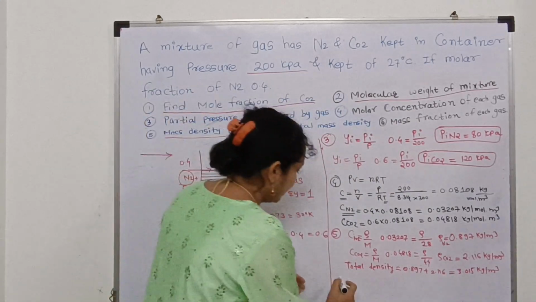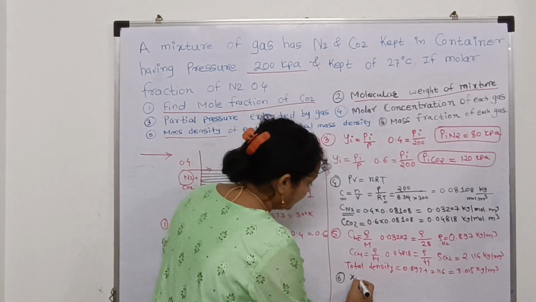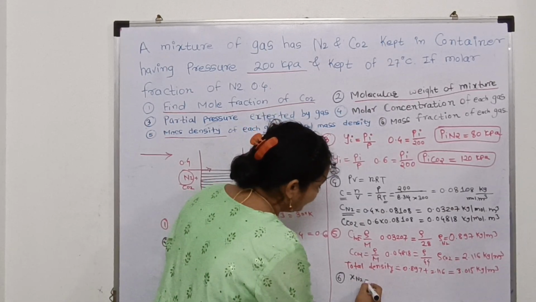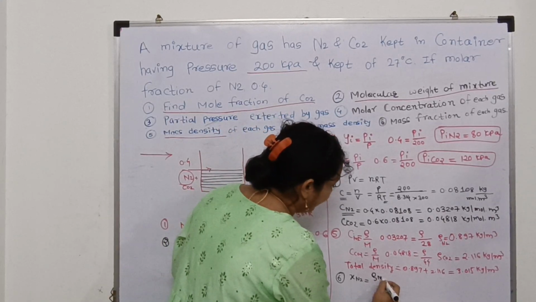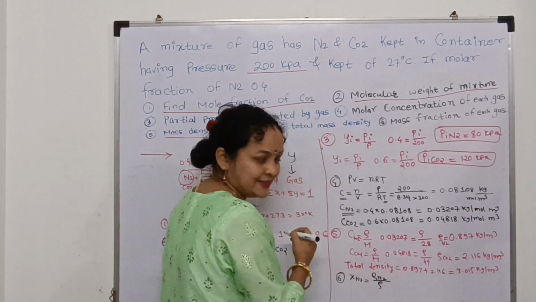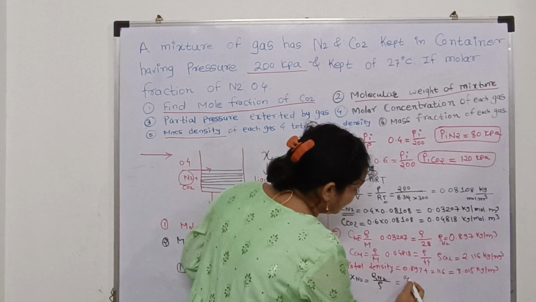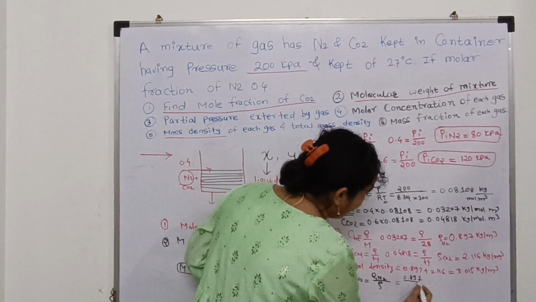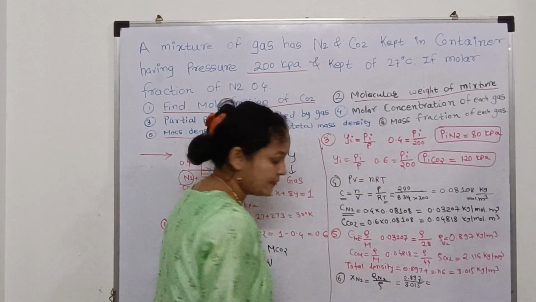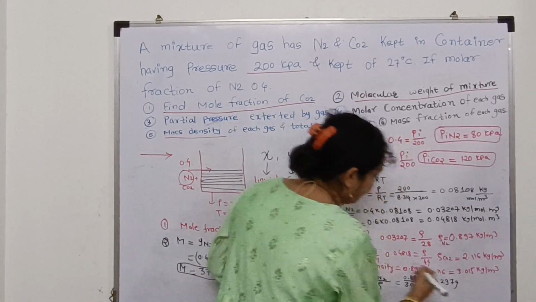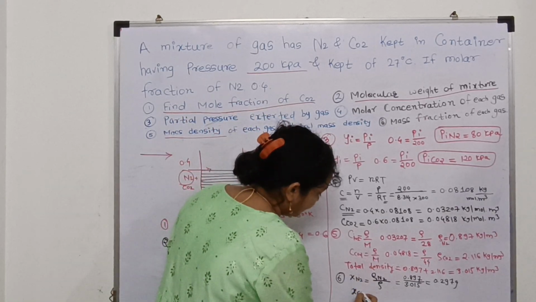Now the 6th point: you are supposed to calculate the mass fraction of the N2, which can be calculated as the density of the N2 divided by its total density, right? So the density of the N2 you just calculated here, that is 0.897, divided by the total density, that is 3.015. So this is 0.2979, right?